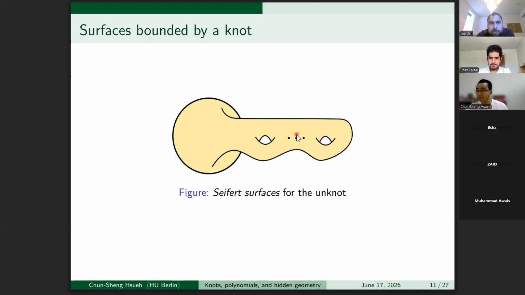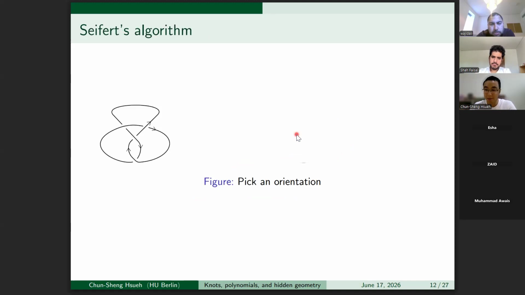And what about other knots? So the unknot has infinitely many Seifert surfaces. What about other knots in the three sphere? Now I'm going to give you a proof that in fact every knot or even every link in the three sphere has a Seifert surface. Meaning there exists an embedded, compact, oriented, connected surface with that given knot as boundary.